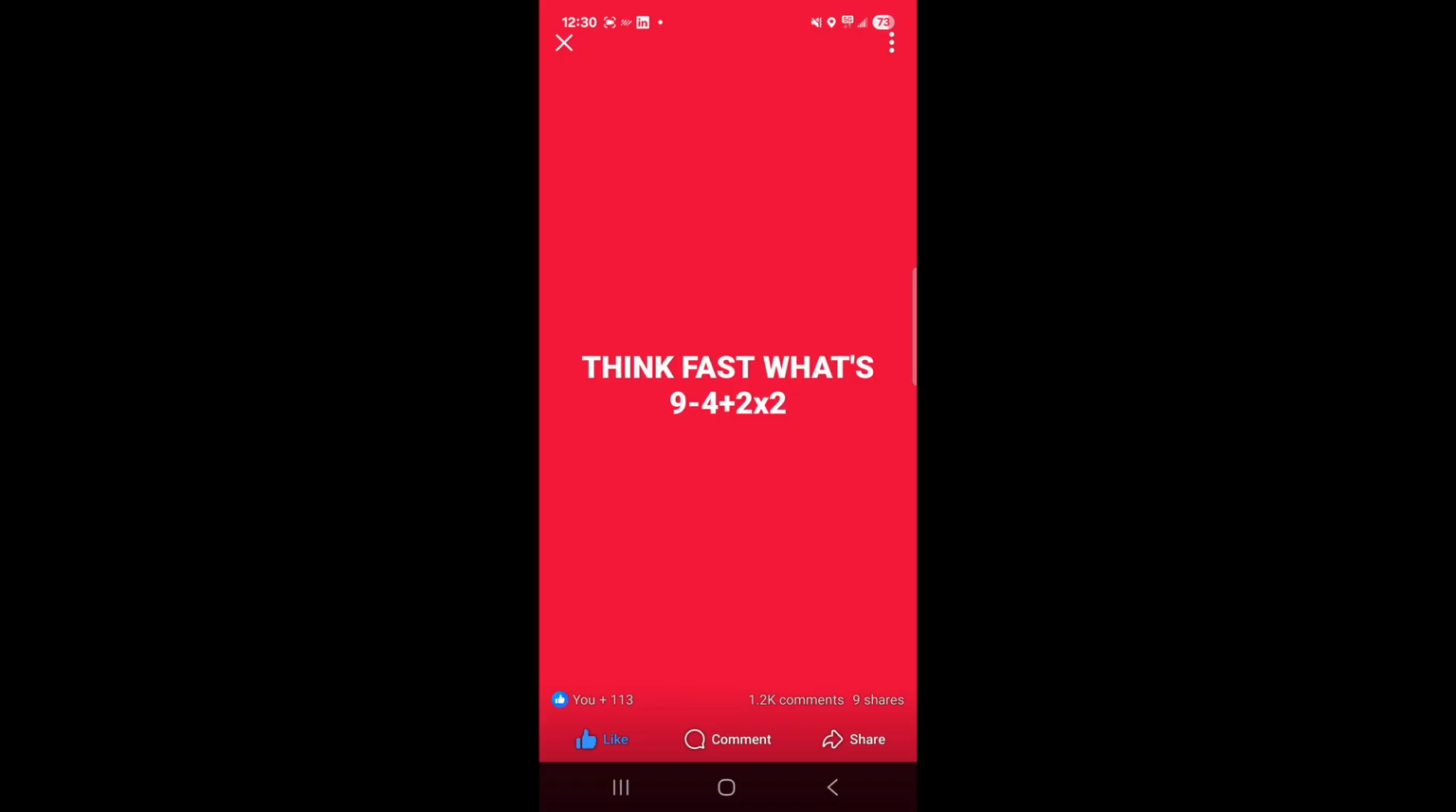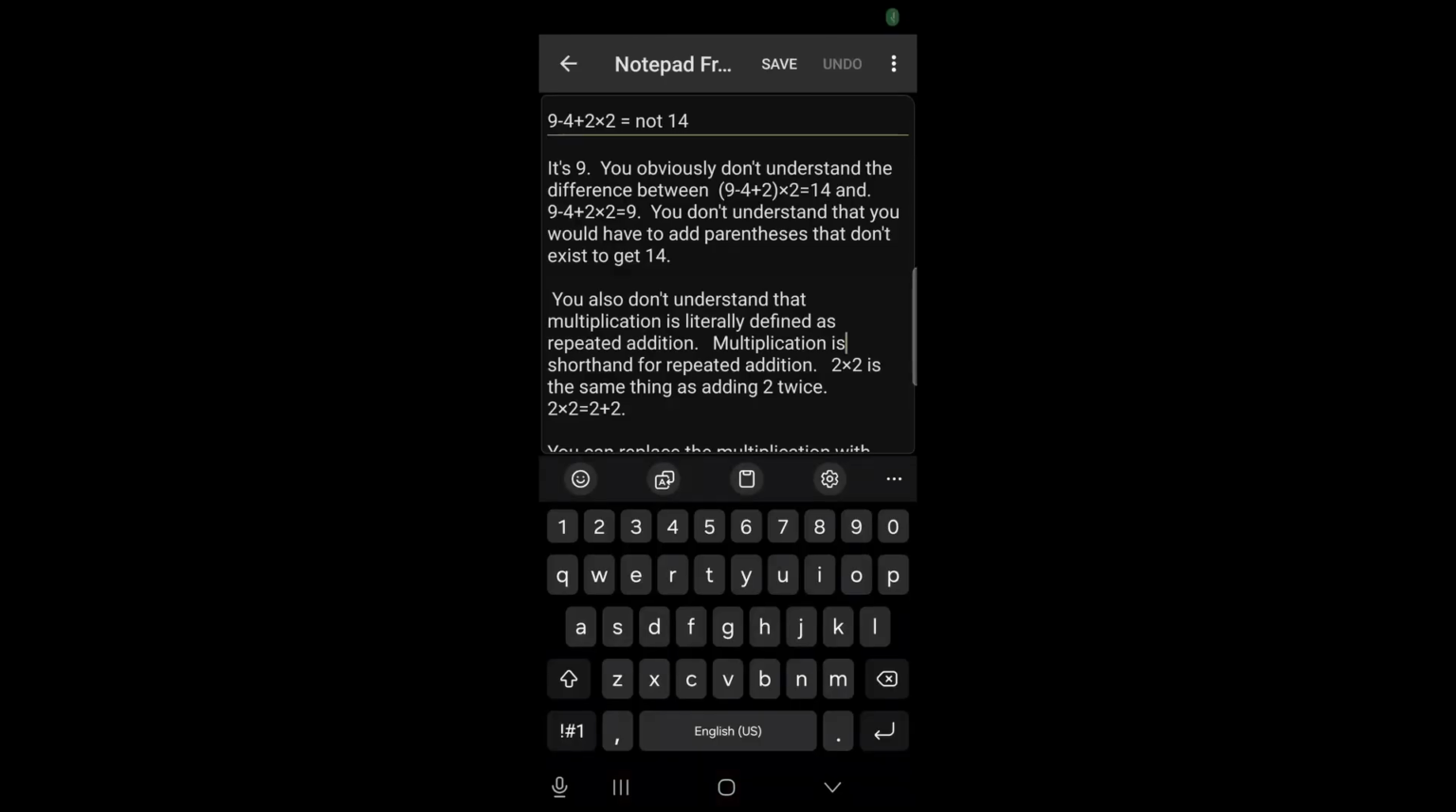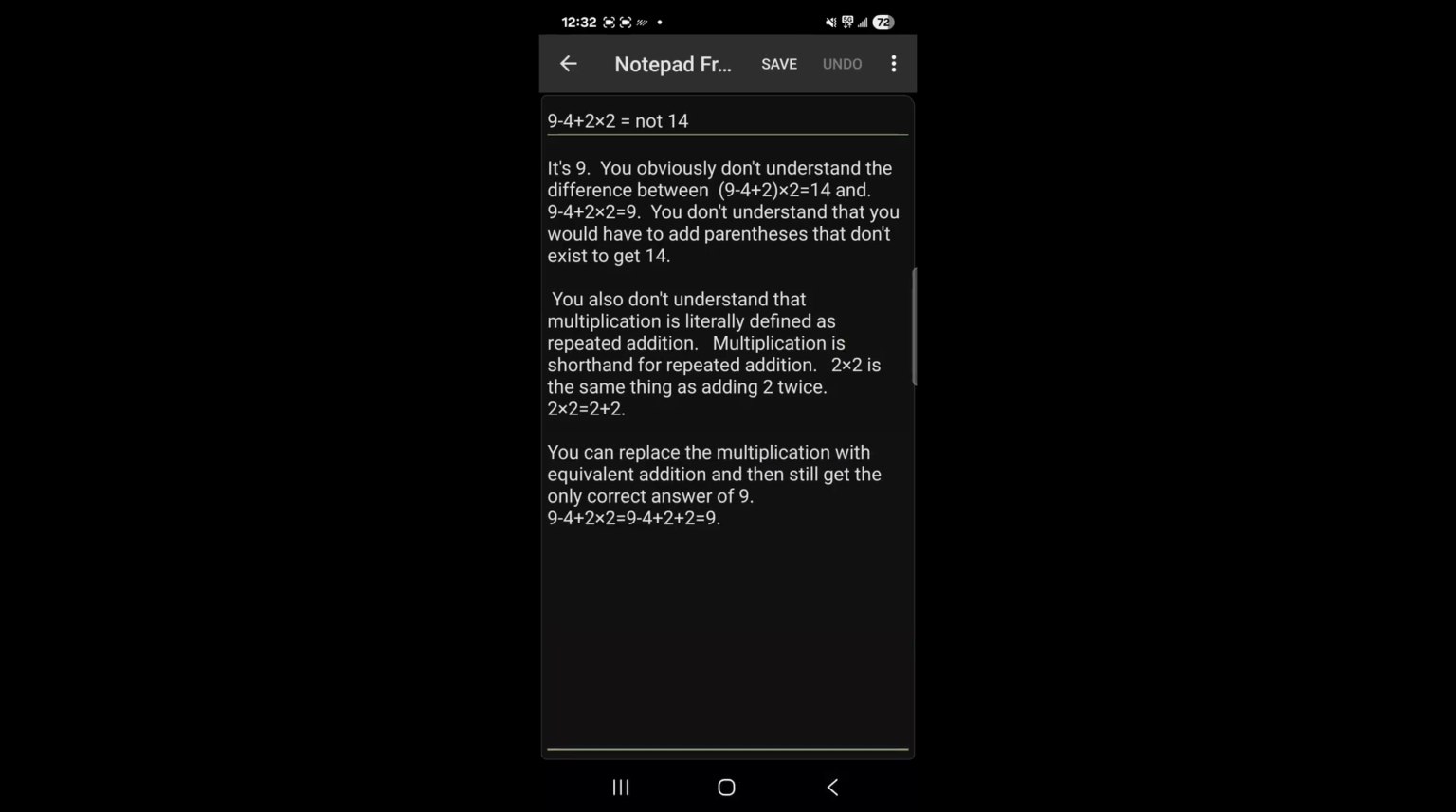And what we're seeing a lot of are answers of 14, which is wrong, 1, which is wrong, and 9, which is correct. And let me say that if you're getting the answer of 1, you've heard of the order of operations, but you don't understand it. If you're getting 14, you really don't understand the order of operations at all. If you're getting 9, you're getting the correct answer because you do understand the order of operations. I want to cover this a little bit here with this explanation.